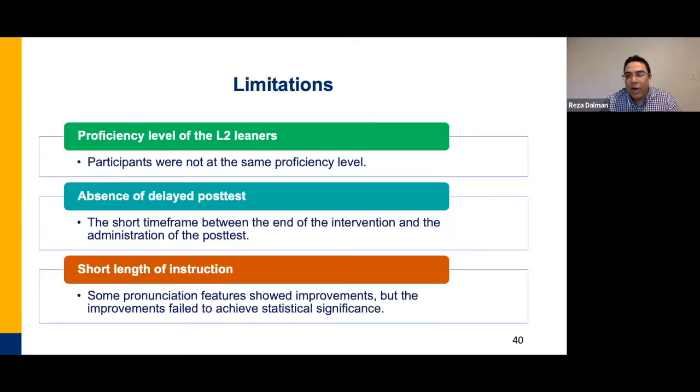This study is also marked by some limitations. The first one is the proficiency level of the L2 learners. Although I exercised meticulous care to select the L2 learners who were all at an intermediate level of proficiency, the results of my research showed that the L2 learners were not necessarily all intermediate.